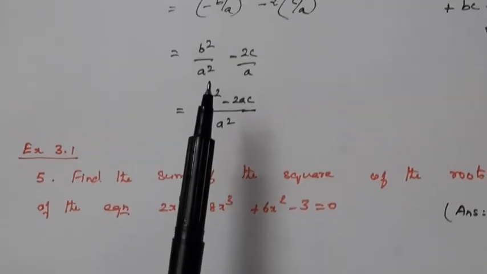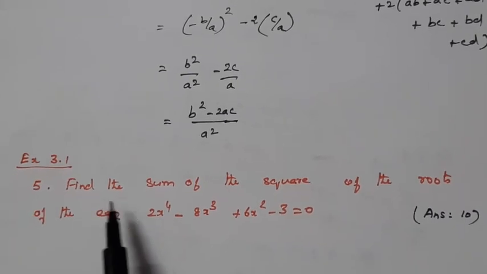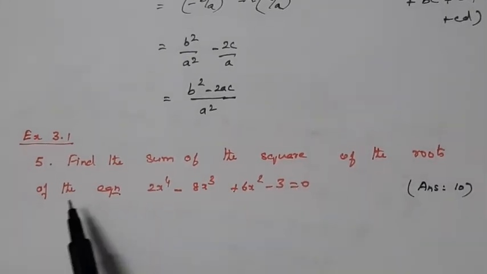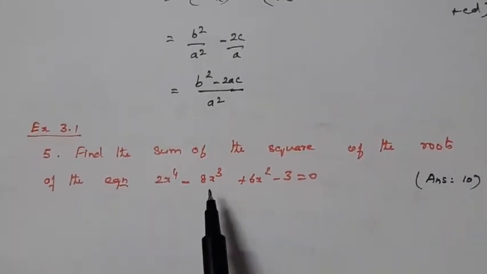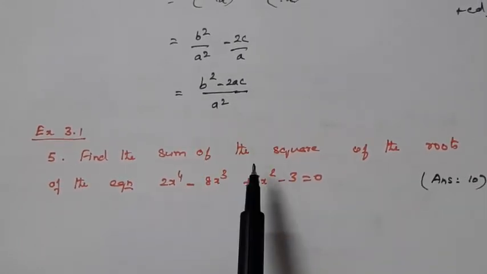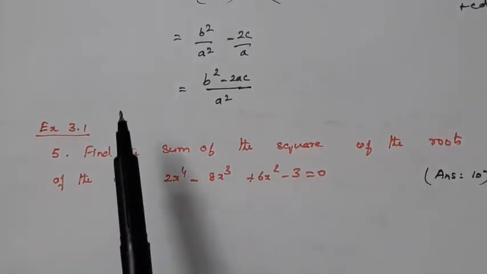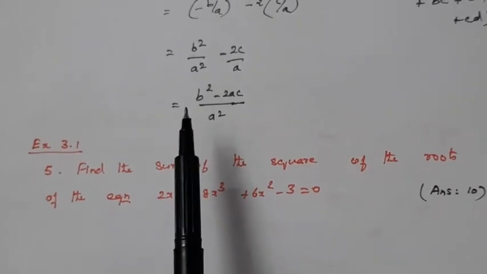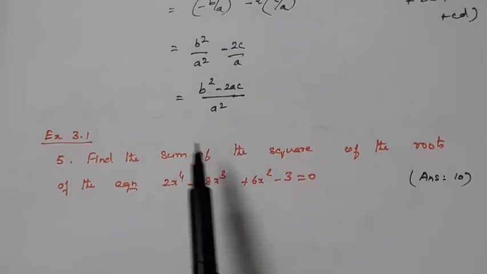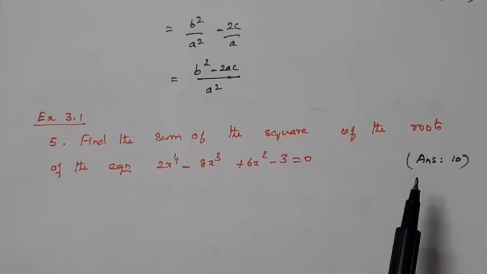See, in the same way, in exercise 3.1, the fifth sum has been given. Find the sum of the squares of the roots of the equation 2x power 4 minus 8x cube plus 6x squared minus 3 equal to 0. So the same method, instead of a, b, c, d, values have been given. So just do the problem in the same way and get the answer, okay. I have given the answer as 10. So check whether you get the same answer, okay.